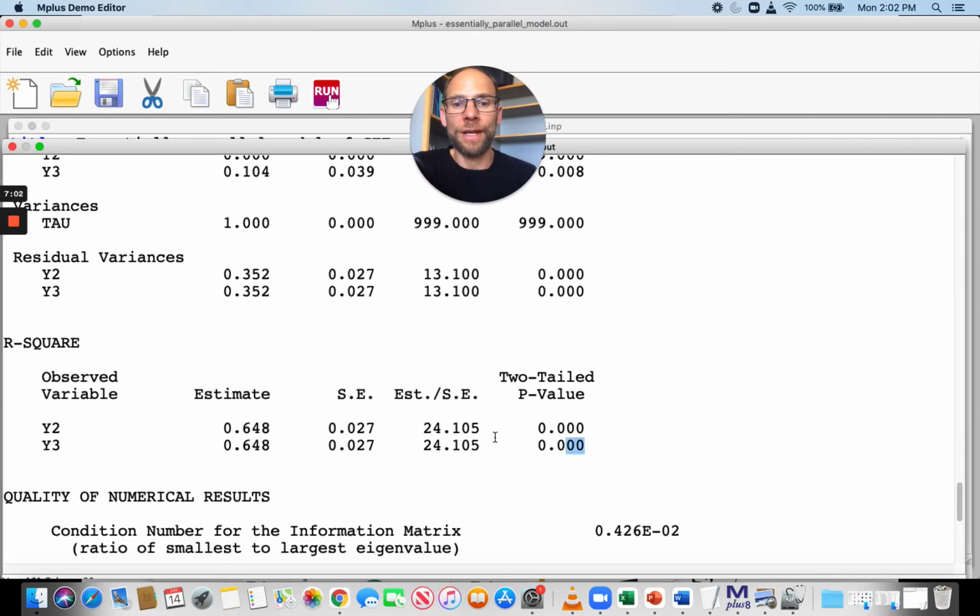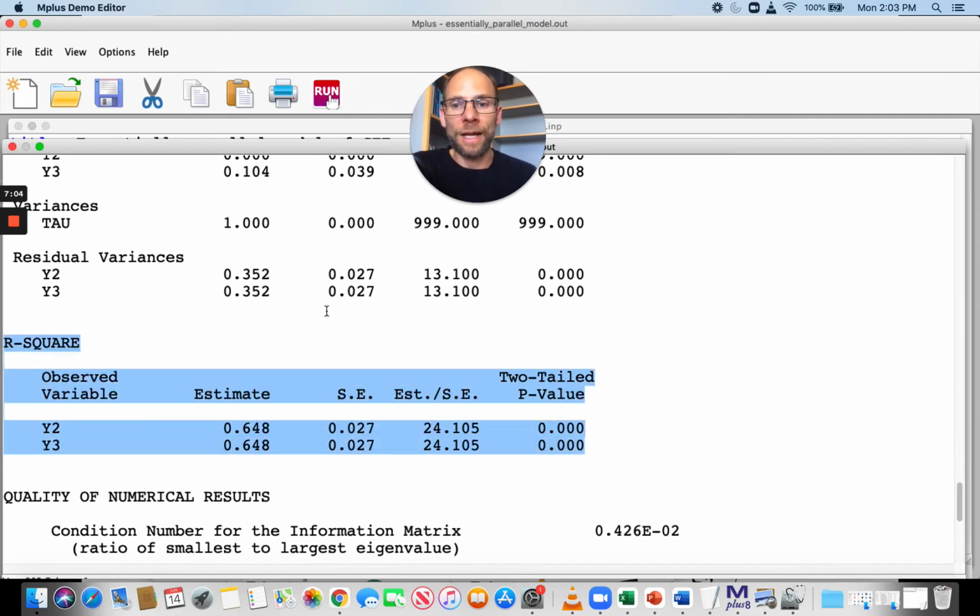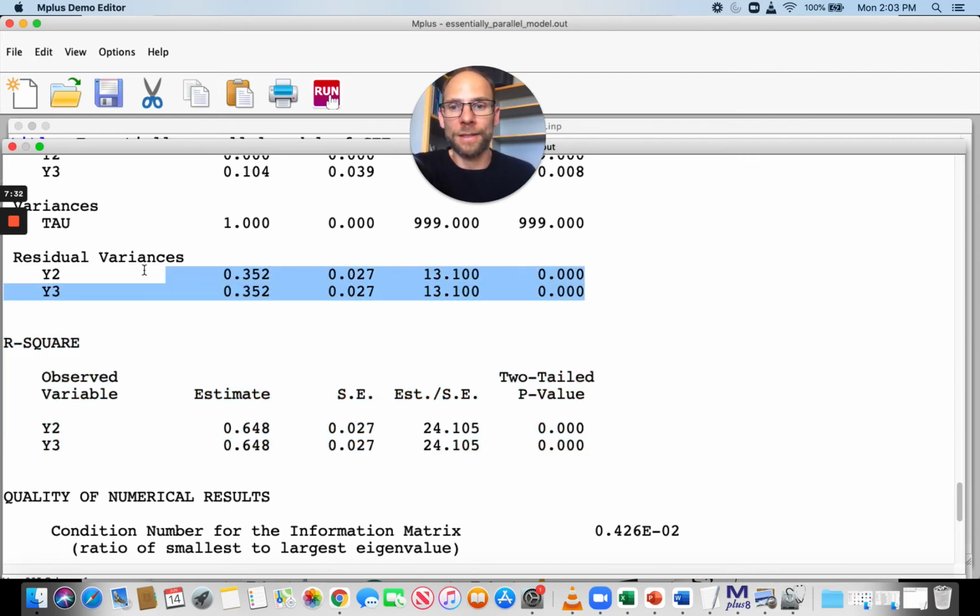You can see that from the R² output in Mplus, where they both have the same R², and in the sense of classical test theory, those R² values can be interpreted as the reliabilities for each of the two tests. So each test score variable, I should say, has a reliability of 0.648, 64.8% of the variance in each test score variable represents true score variance. The remaining 35.2%, which you can see here under the standardized residual variances, are indicative of measurement error influences.